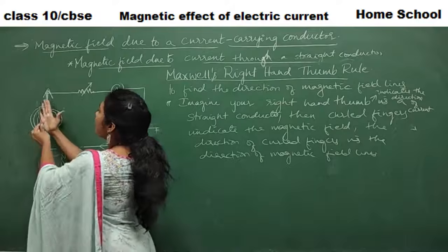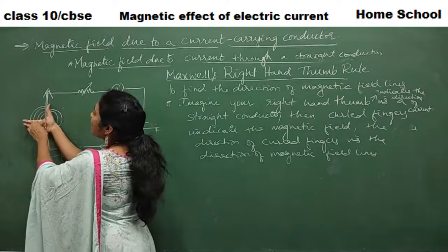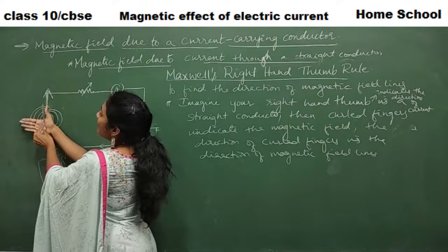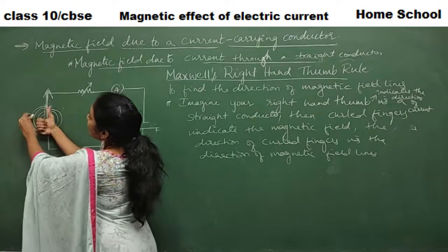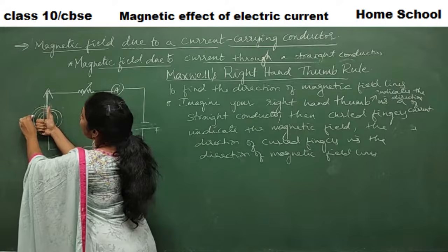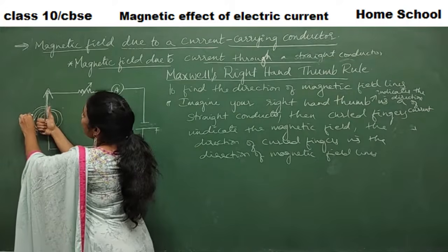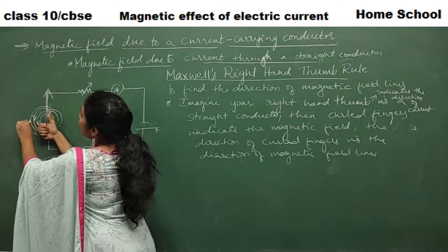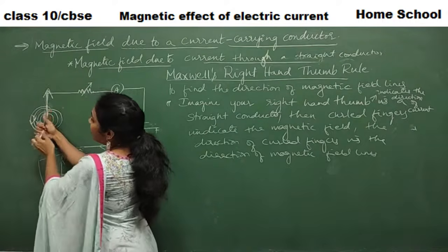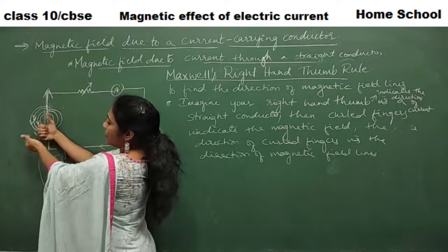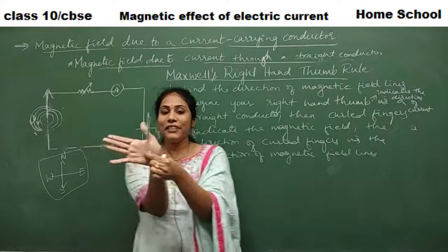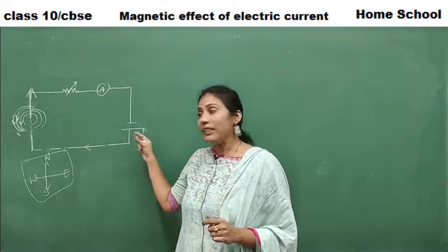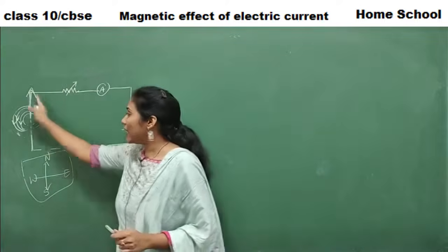So what is the direction of the concentric circles, guys? I am curling the fingers in this direction. That means the direction is this way. Concentric circles, like my magnetic field direction is like this. Understood?